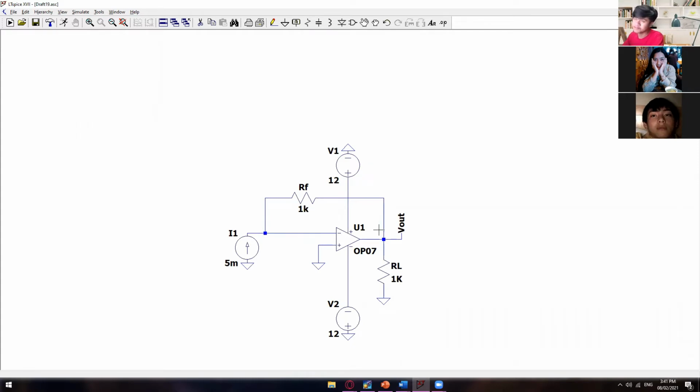Am I correct? Or no? 5 milliamps times 1 kilo. Am I correct? Anyone who has a calculator on his side?